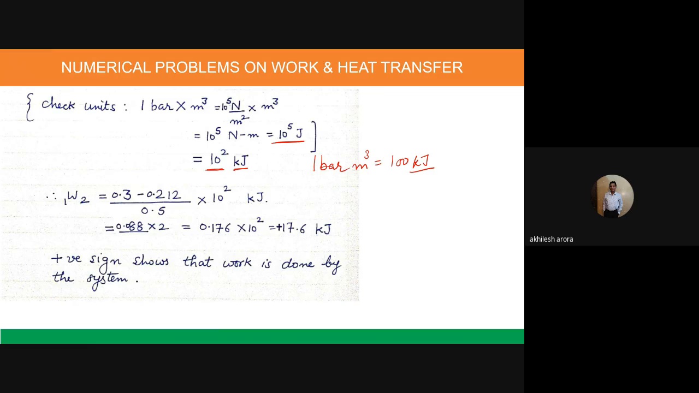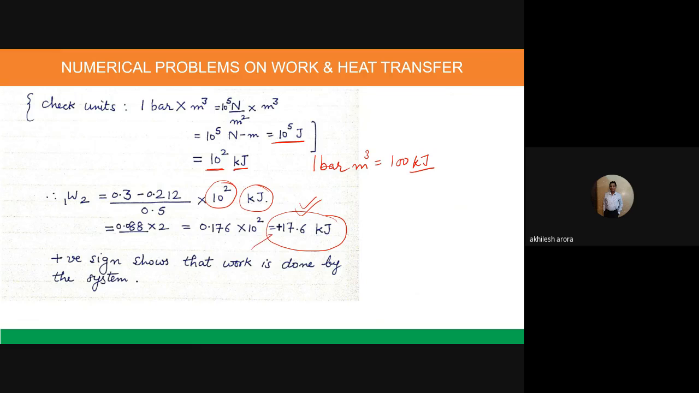Okay, so we have to multiply this value of work transfer by 10 raised to power 2 so that we get the value in kilojoules. So the final answer for the work transfer for this particular case comes out to be plus 17.6 kilojoules.